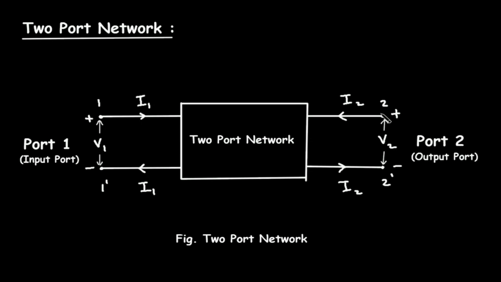Here we can see this is terminal 2 and this is terminal 2 prime. So it forms port 2. Port 1 is called the input port and port 2 is called the output port. Also, a two-port network has 4 variables, that is V1, I1, I2 and V2.